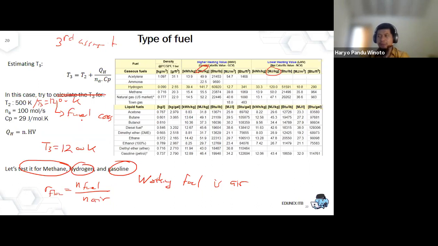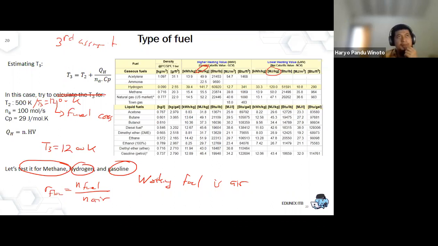And I want you to calculate the fuel consumption for methane, hydrogen, and gasoline. Okay. And then use this flow ratio. Then by calculating this one, I want you to imprint to your mind that fuel is somewhere there, but we need to consider its flow rate.